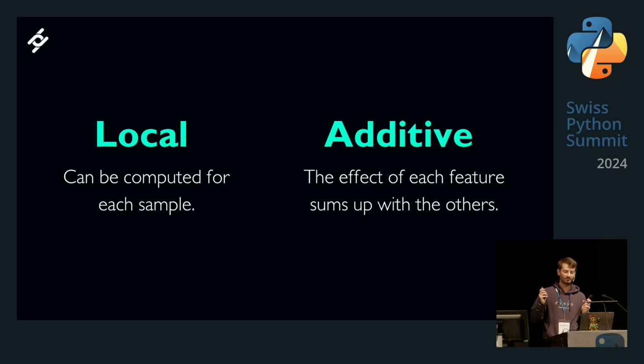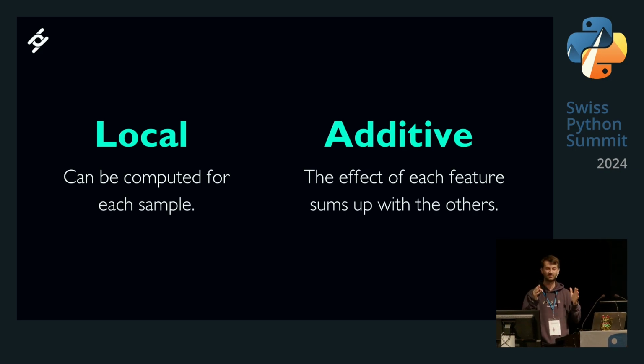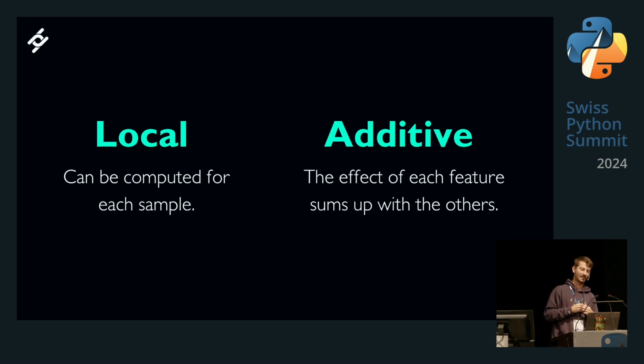Well, two main features of this method is that it is local, different from mean decreasing purity, and it is additive, meaning that the contribution of all the features sum up to get the prediction. These two properties are linked with the origin of SHAP as an explainability method.